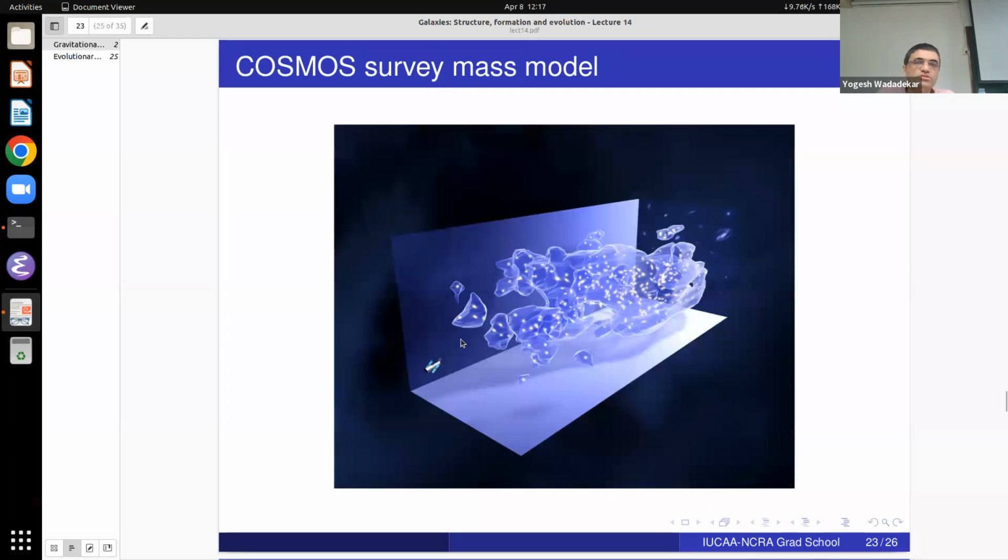You can also do it over somewhat larger areas, not for a cluster, but for a survey. It was done for a fairly large survey done with the HST called COSMOS. What they did was they basically observed a certain patch of the sky, and this is your redshift direction. They measured the shapes of many, many galaxies, which were embedded in this cosmic web, and then they constructed mass models at every redshift.